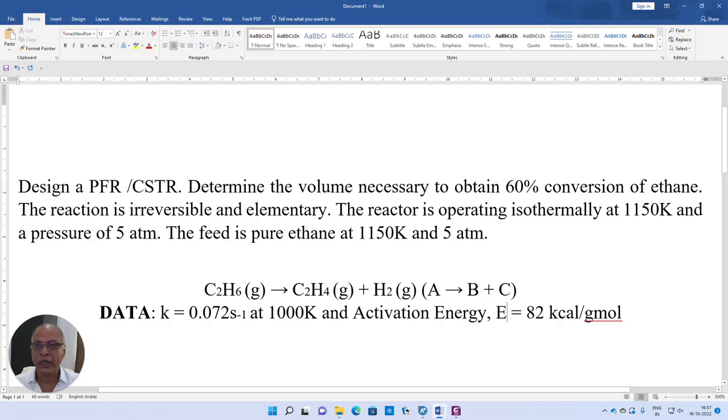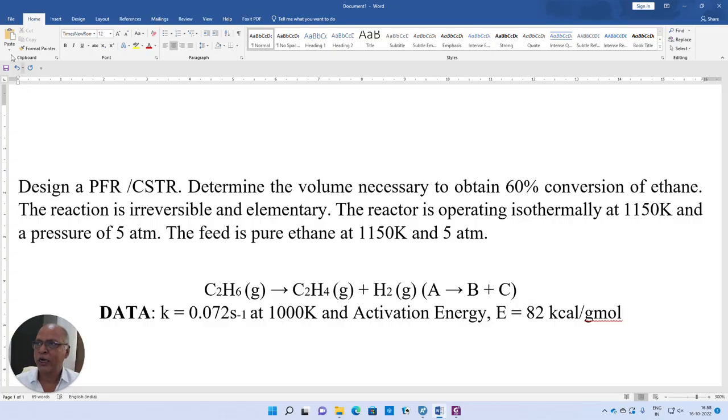So the reaction is irreversible and elementary. That means it is first order. And you are operating the reactor isothermally at 1150 Kelvin and a pressure of 5 bar or 5 atmosphere. And the pure ethane is entering at 1150 Kelvin and 5 atmospheres. In addition to this, you are also given the rate constant 0.072 at 1000 Kelvin and an activation energy equal to 80 kilocalories per gram mole.